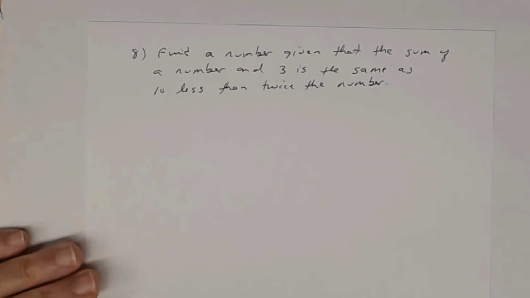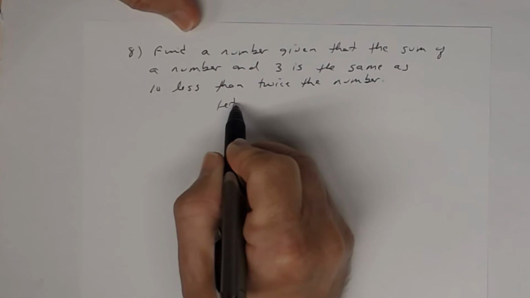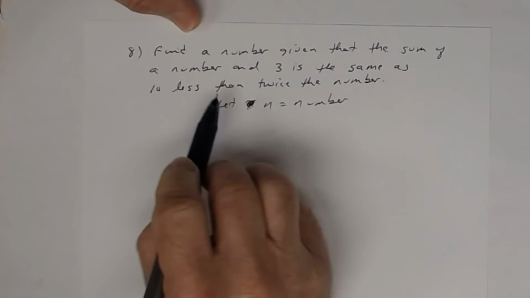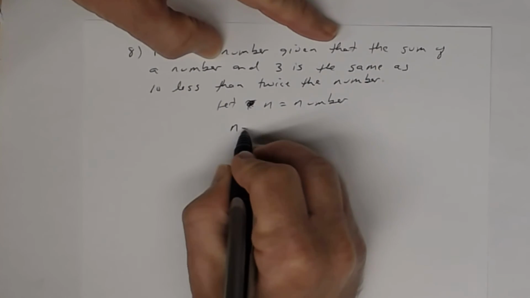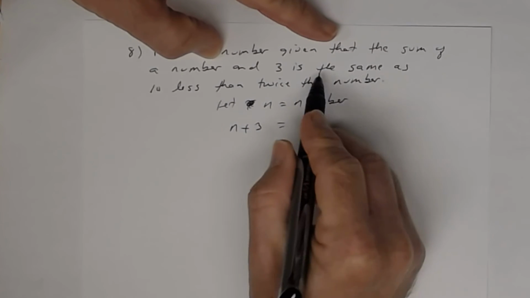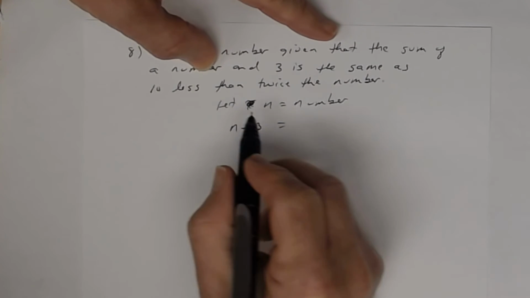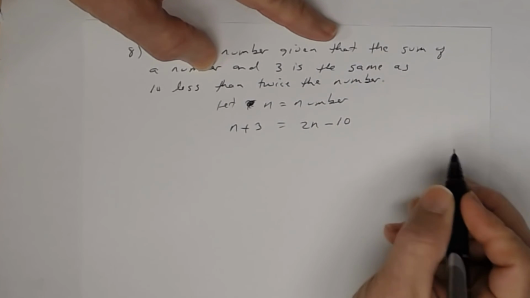All right, so number 8 says, find a number given that the sum of a number and 3 is the same as 10 less than twice the number. Okay, so you want to find a number, so let's use n this time. Let n equal the number. The sum of a number and 3 means n plus 3, and that is equal to 10 less than twice the number. So be careful, there's that word less than, so you have to put twice the number first. So 2n minus 10, okay?